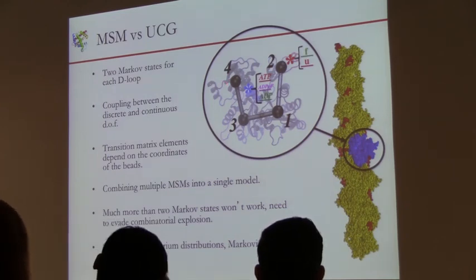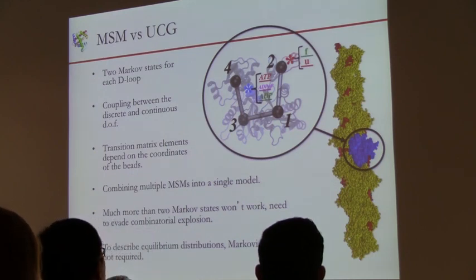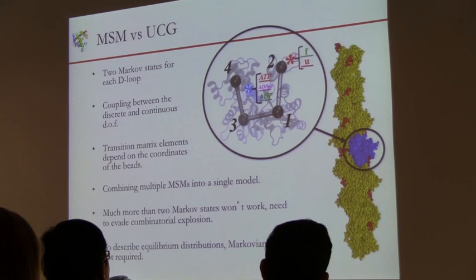And Markov state models are very good for modeling folding or unfolding events. So we can use something like a Markov State model to describe what's going on in this D loop, but there are lots of D loops shown in red here. So you have a combination of lots of Markov State models for each D loop, probably each nucleotide. So now you can introduce the coupling between discrete and continuous degrees of freedom.